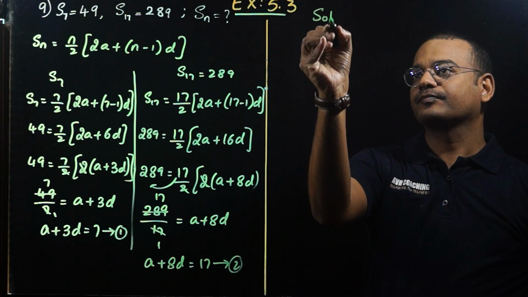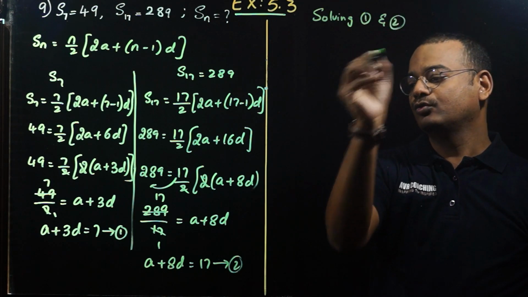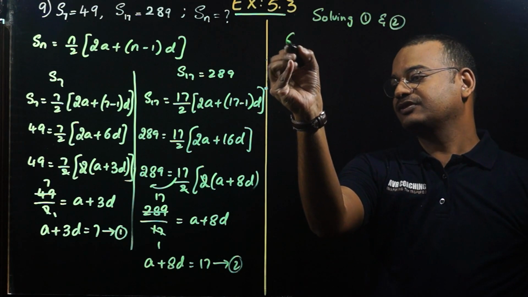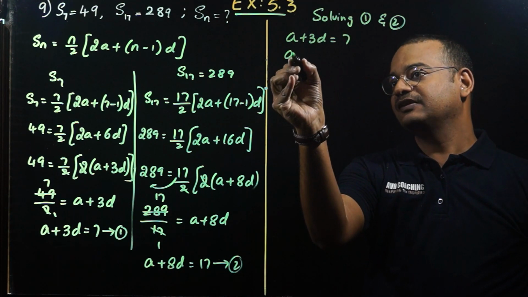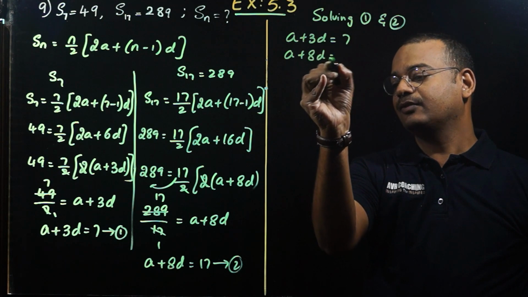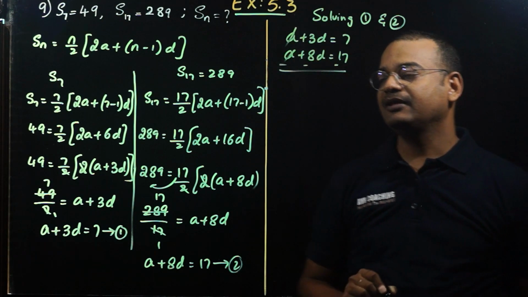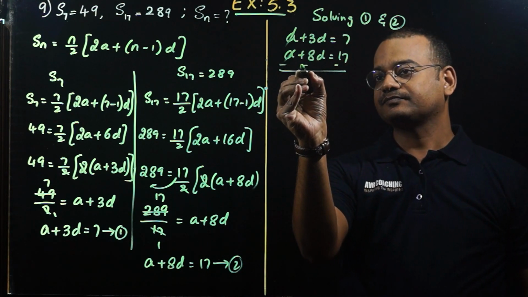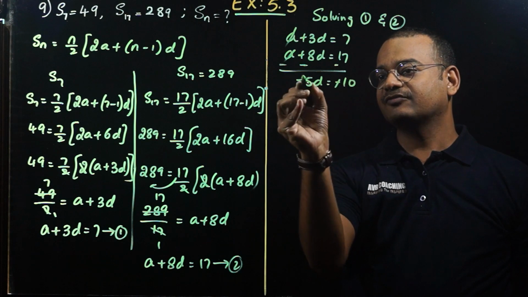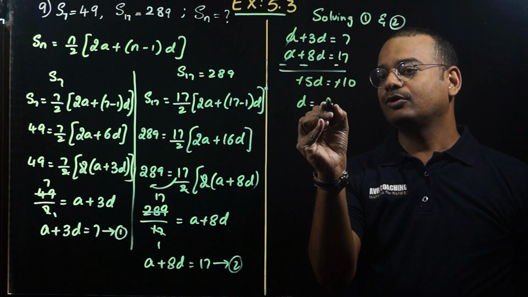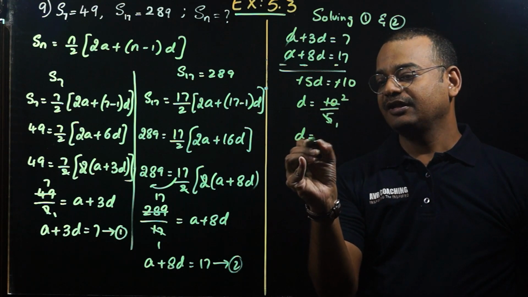Solving 1 and 2. The first equation is a plus 3d equal to 7. The second equation is a plus 8d equal to 17. So signs change: plus a minus a will be cancelled. So here this is minus 5d is equal to minus 10. Minus minus gets cancelled. d equals 10 by 5, which is 2, since 5 twos are 10. d is equal to 2.